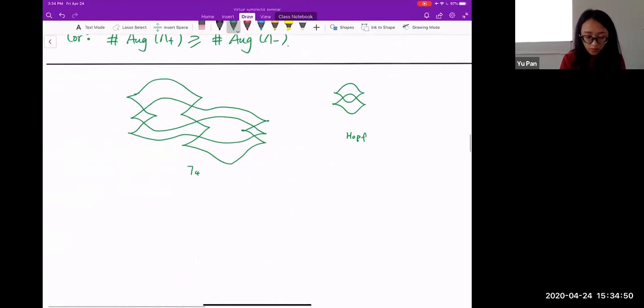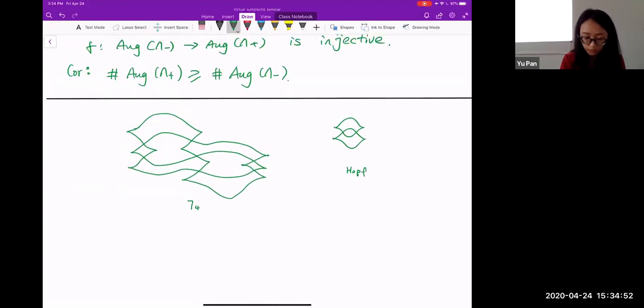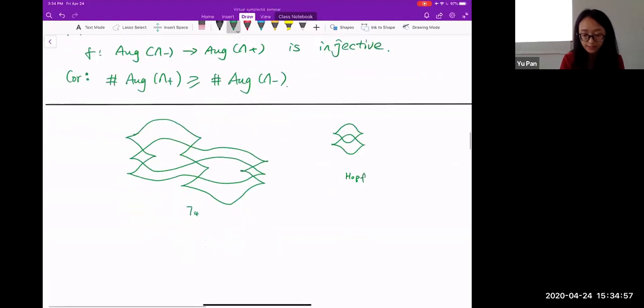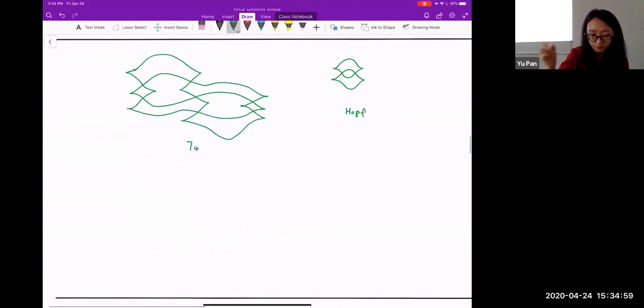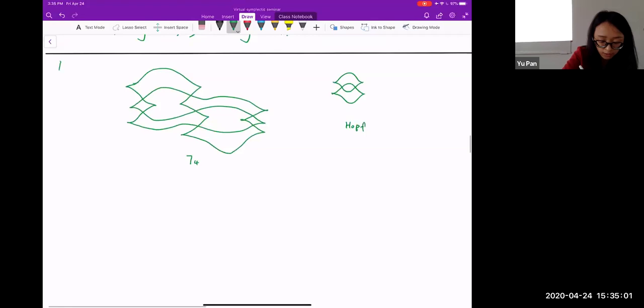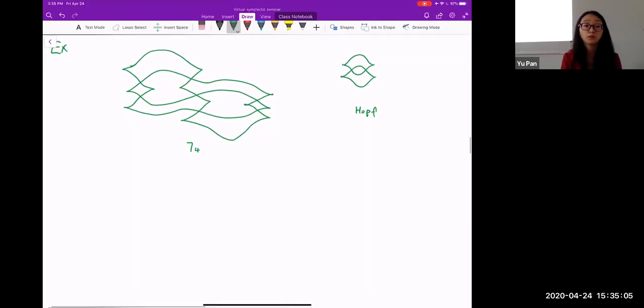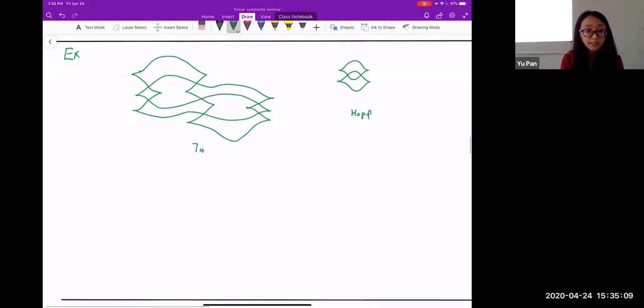All right. So now I will show that this obstruction is effective by applying it to an example. This example relates back to the Pontryagin Lagrangian surgery. The example we have here is 7_4.